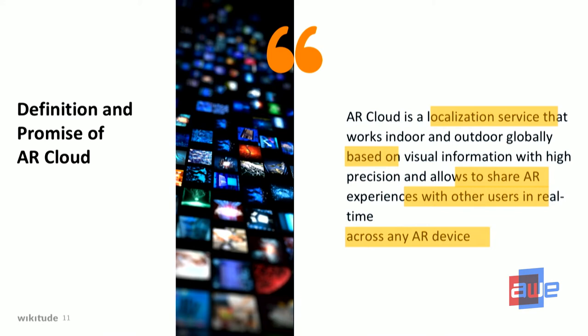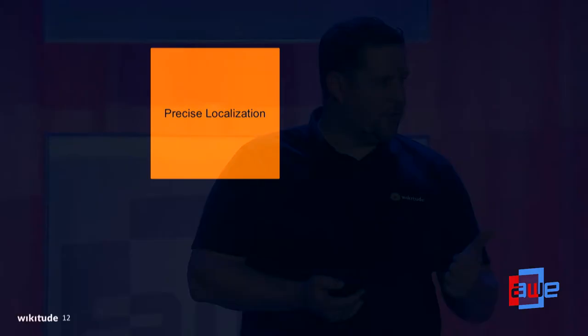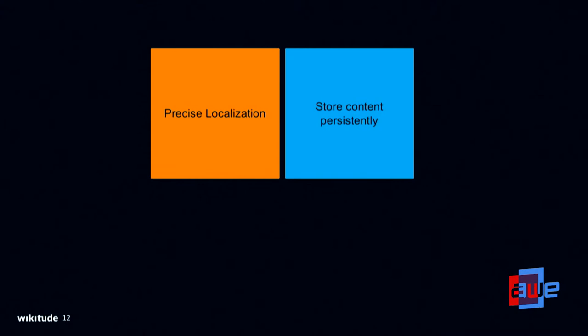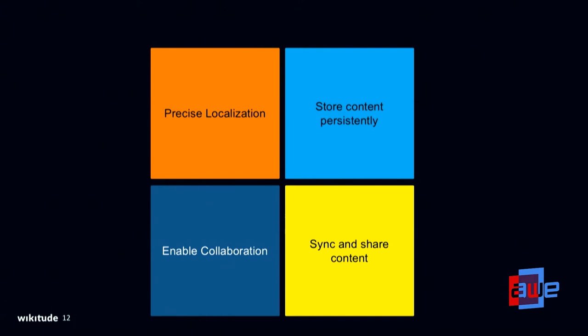Framing that differently, what are the promises and the benefits we get from an AR cloud service? Precise localization, as I said before, in a very, very different accuracy compared to GPS. A visual localization service promises centimeter or sub-centimeter accuracy, while average errors in GPS in the outdoor field are somewhere between 1, 2, 3, 4 meters. The promise of the ability to store content persistently, it enables collaboration based on top of that, plus you can sync and share content again on that. And those are all capabilities that are essential to an AR cloud offering.